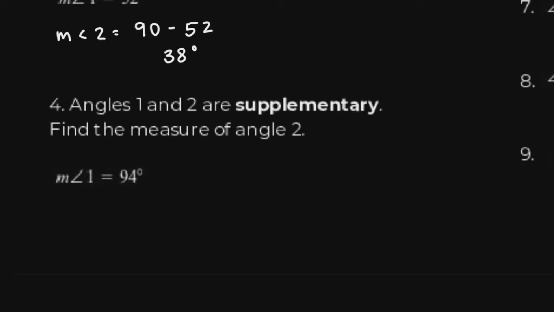In number 4, we have that angles 1 and 2 are supplementary, so that means they add up to 180 degrees, and we want to find the measure of angle 2. Measure of angle 1 is 94 degrees, so in order to find measure of angle 2, we're going to do 180 minus 94. So then that will give us 86 degrees.